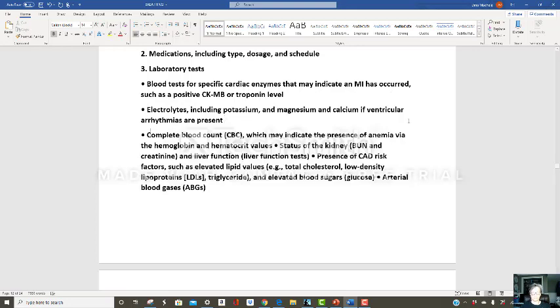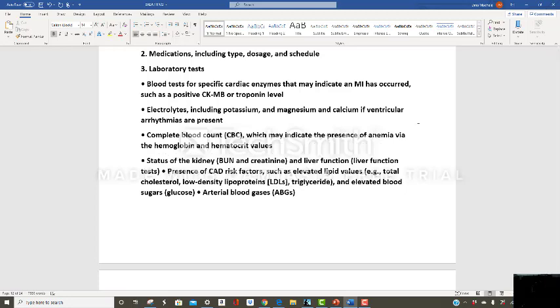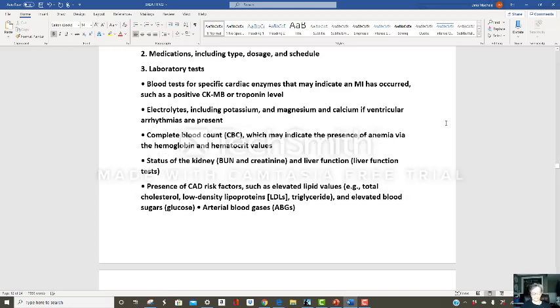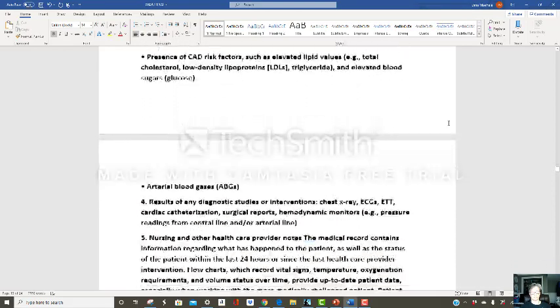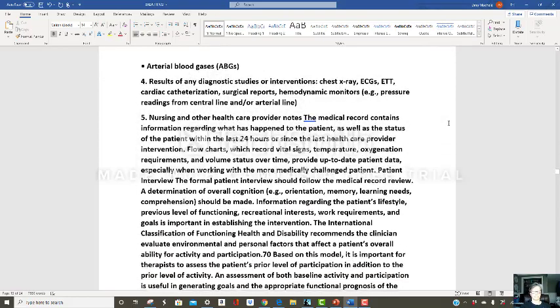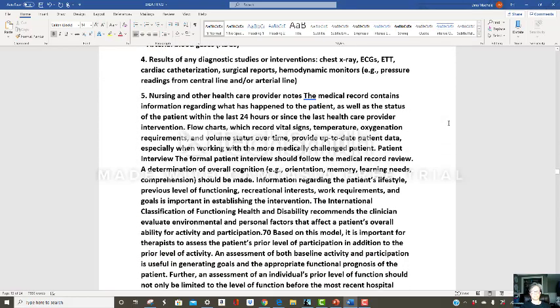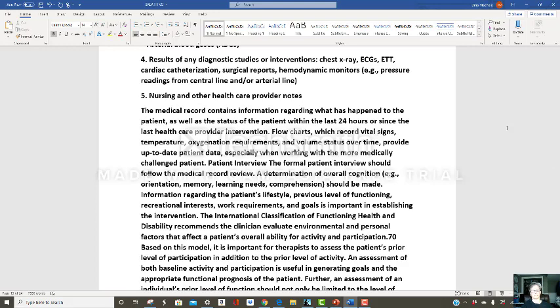Liver function tests, presence of CAD risk factors, such as elevated lipid values, for example, total cholesterol, low-density lipoproteins, LDLs, triglycerides, and elevated blood sugars, glucose, arterial blood gases, ABGs. 4. Results of any diagnostic studies or interventions, chest X-ray, ECGs, ET, cardiac catheterization, surgical reports, hemodynamic monitors, for example, pressure readings from central line and arterial line. 5. Nursing and other healthcare provider notes.